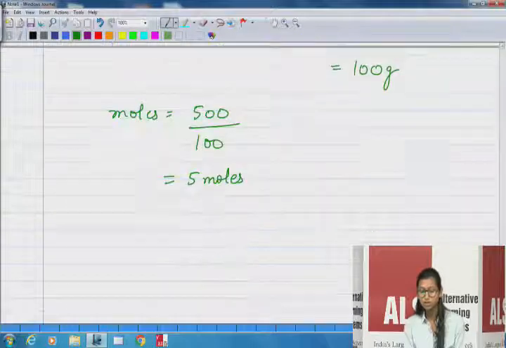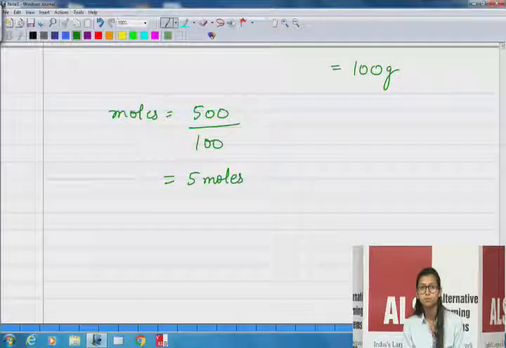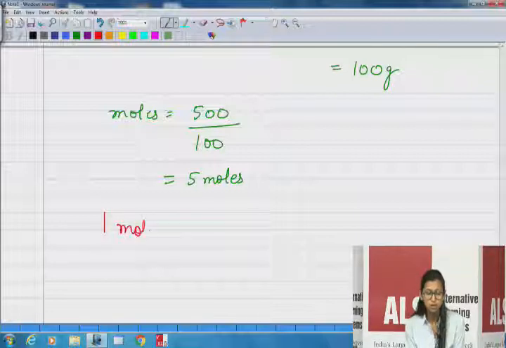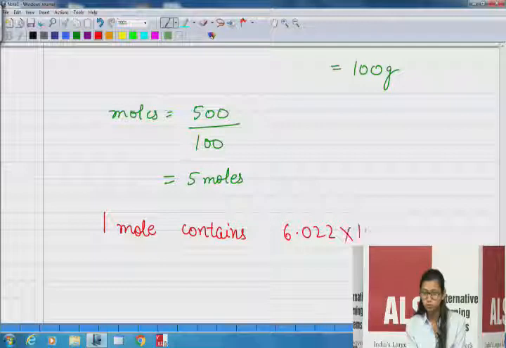Now the next part. Yes, what is the answer? The next part is also very easy. See, everyone, look at the screen. 1 mole contains 6.022 times 10 to the power 23 number of molecules.